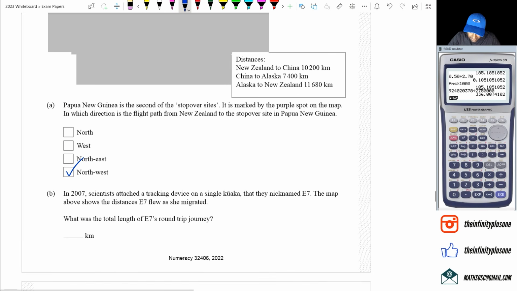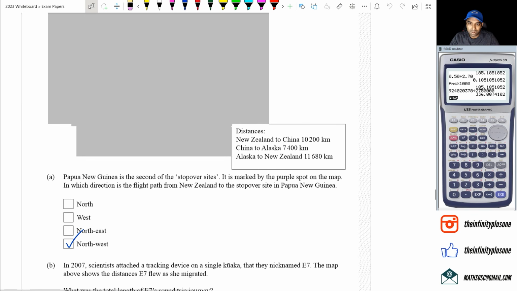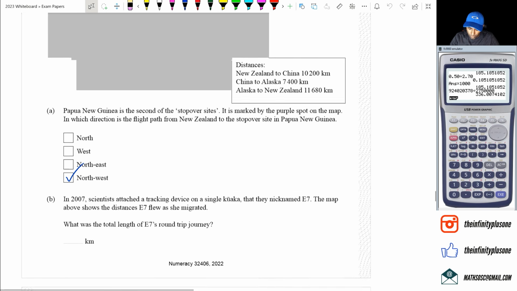Now the next part is that in 2007, they nicknamed it, and the map shows the distance it flew. Again, because we don't have the diagram, you guys have to imagine it. It's going from New Zealand to China, then China to Alaska, and then from Alaska back to New Zealand. We're trying to figure out the total length of that trip. I'm imagining a map of the world with the bird going from New Zealand to China, China to Alaska, and Alaska to New Zealand. So we're just going to add all those distances up.